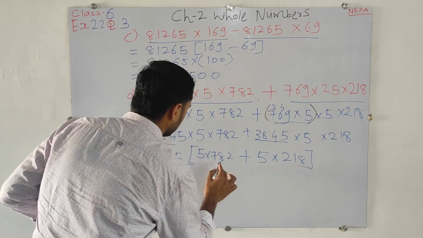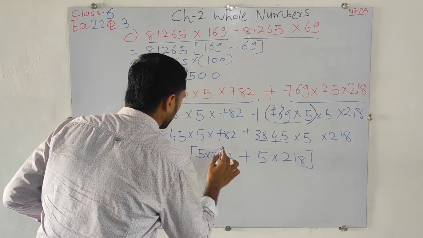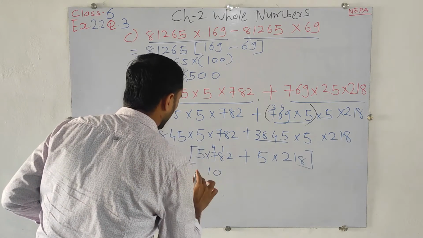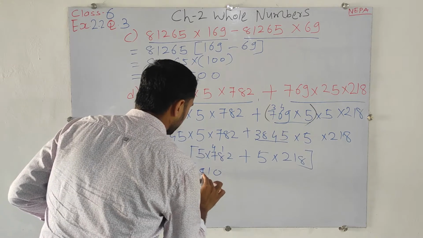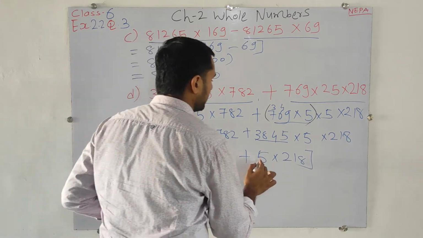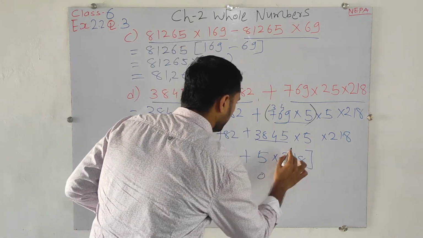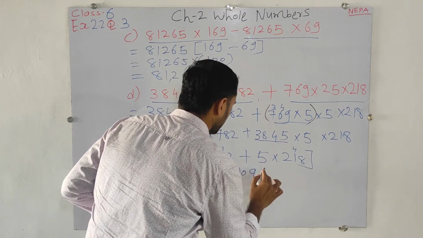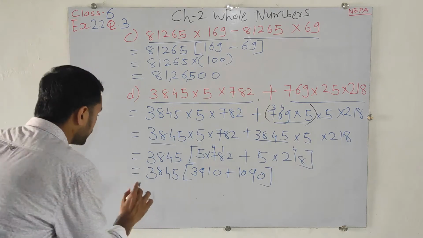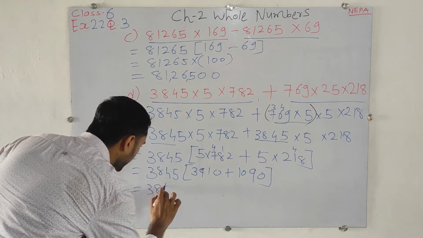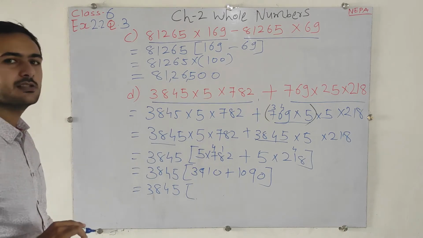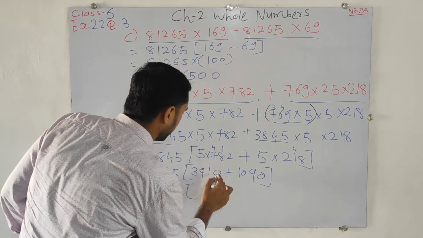5 2s are 10, 1. 5 8s are 40, 4 and 1 is 41. Now 7 5s are 35, 35 and 4, that is 39. Plus 5 8s are 40, 4. 5 1s are 5 and 4, 9. 5 2s are 10. Okay. So here we go. 3845 multiplied by 3910 plus 1090. Let's do the addition.